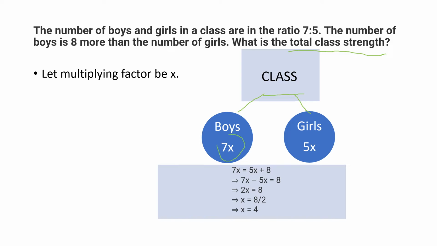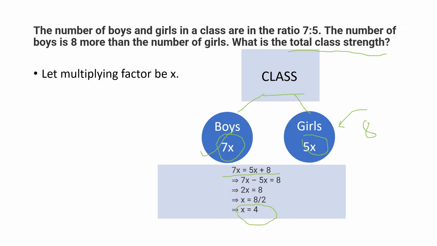Suppose boys are 7x and girls are 5x in number. Then they are saying that the number of boys is 8 more. So that means this quantity is 8 more. Already it is more, so when we are equating them, we have to add 8 to the girls' strength. In order to equate, we will put 7x equal to 5x plus 8. On solving, we get x equal to 4.